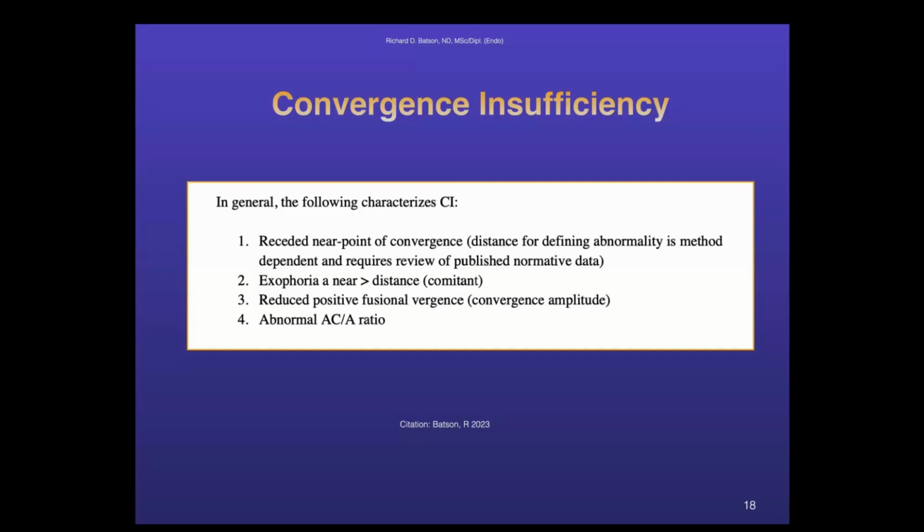I'm big into repeating things. Repetition is the mother of learning. We all know that. And so the new terms we've learned are near point of convergence, exophoria, positive fusional convergence, and here ACA ratio. And we also learned the term presbyopia, which is age-related changes in vision that are due to the lens hardening. You can have some corneal influence as well, but it's predominantly lens or lenticular.